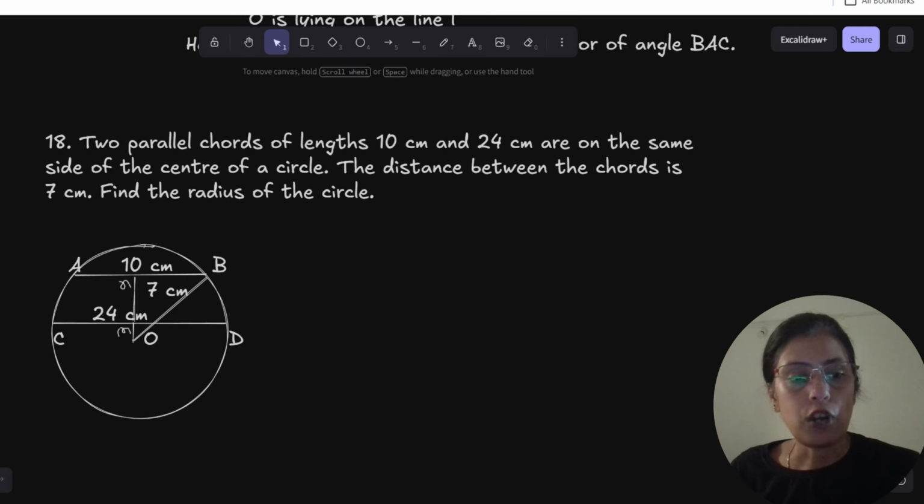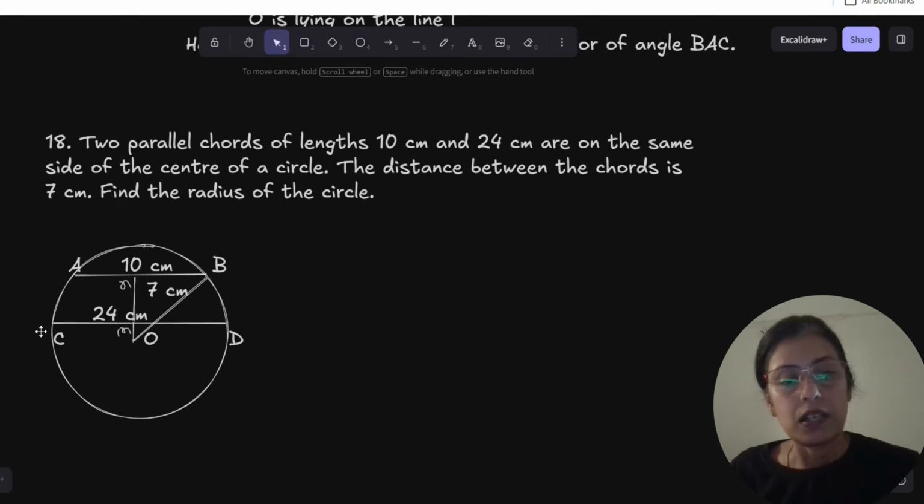So first of all, I have drawn a circle with center O. Then I drew a chord AB of length 10 centimeter. Now I have been given that both these chords are on the same side of the center. So this means that the other chord cannot be on this side, right? It has to be on this side only.